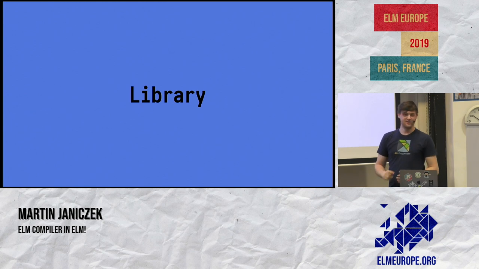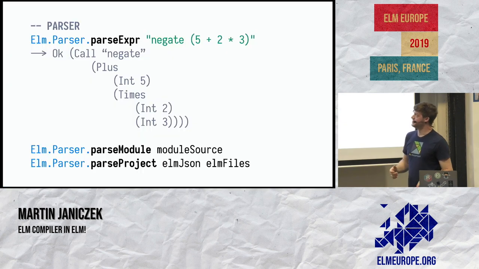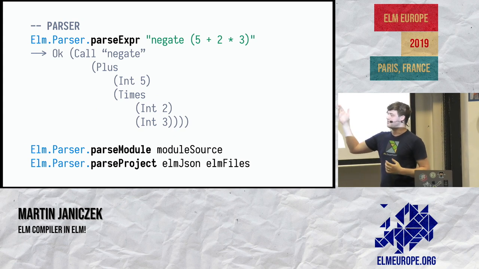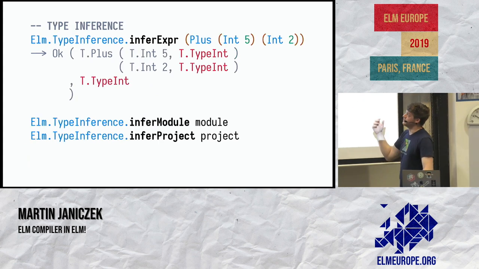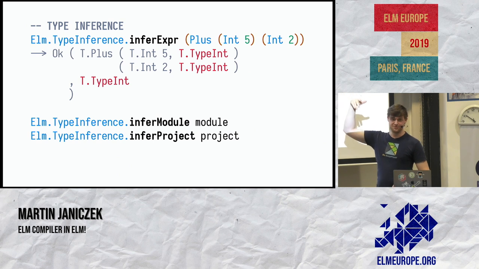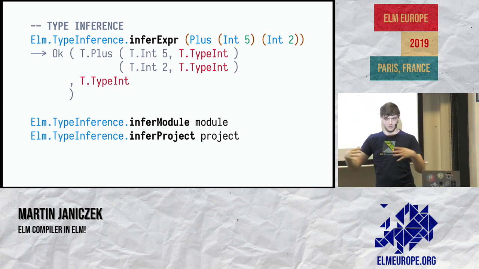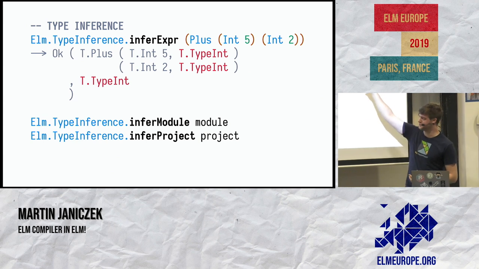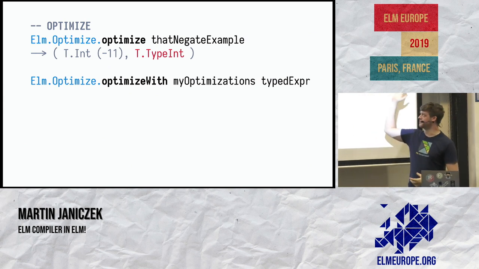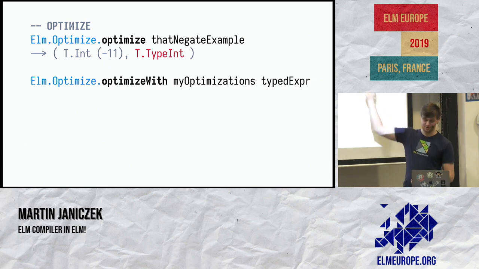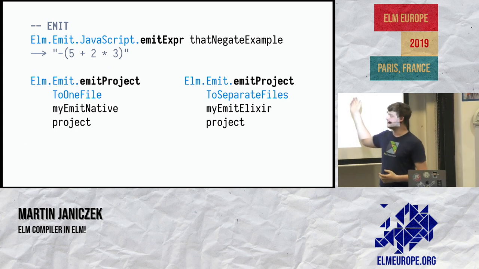And okay, so the library. How would we like this to look, right? As a library, we probably want to expose the parser, so you can give it a string, you can give it multiple files, whatever. We want the user to be able to infer types. And again, the more stuff you give it, the more it will be able to deduce, right? So we want to give it not just one expression, but multiple. We want the optimizations, so the default list of optimizations, or you can give it your own, and emit to JavaScript or possibly a native binary or Elixir or what have you, right?